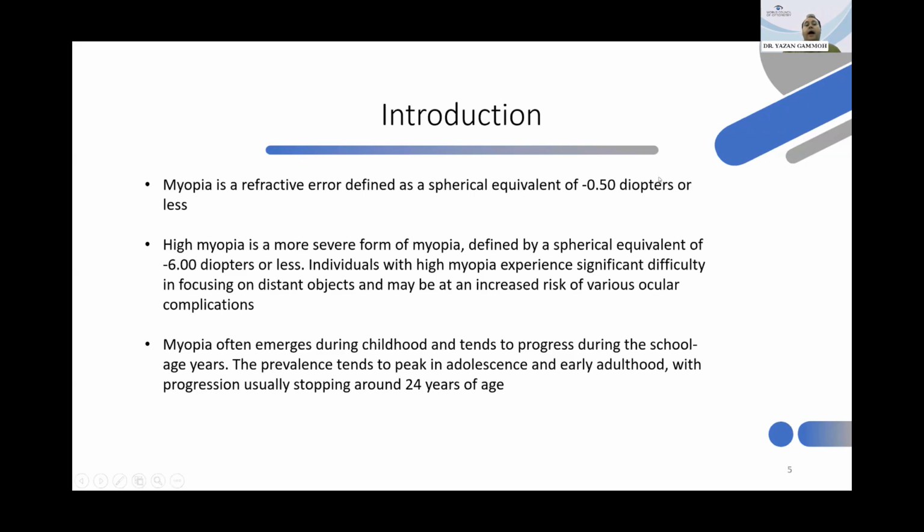And to be honest with you, the minus 0.5 and the minus 6 diopters or less for high myopia have been set based on research, but really there isn't much of a physiological change that made us put these definitions. So this is something to think about. And Dr. Alex has already discussed the progression of myopia during school age years up to adolescence and early adulthood.